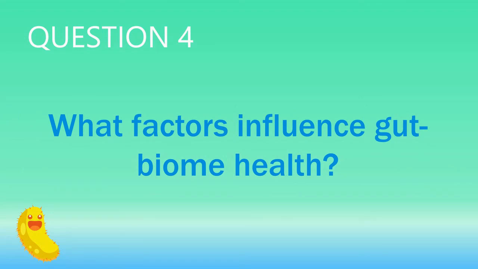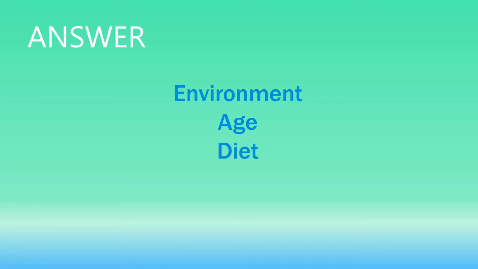Question number 4. What factors influence gut biome health? And there's a few, so name as many as you can. Since there are a number of different factors that influence the gut biome health, you could have answered environment, including antibiotics and drugs, heavy metals, pesticides, artificial sweeteners, and smoking. You could have said age and mode of delivery at birth. You could have mentioned diet and exercise, sleep and stress. And you could also have mentioned genetics.